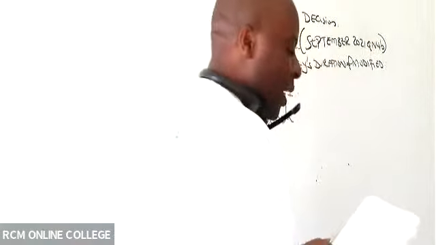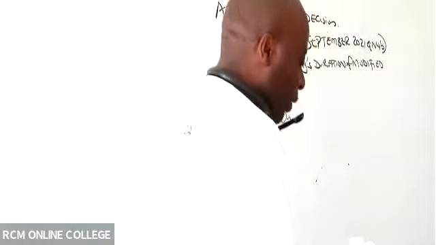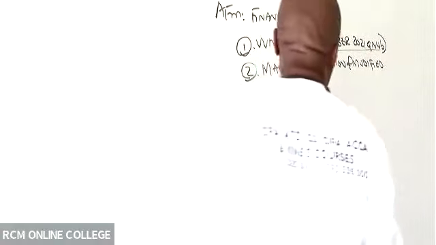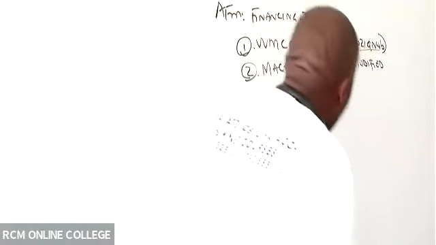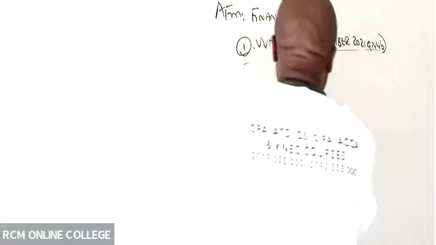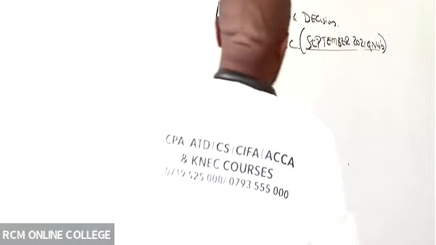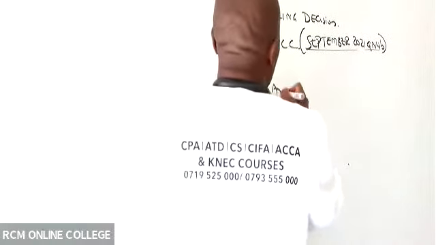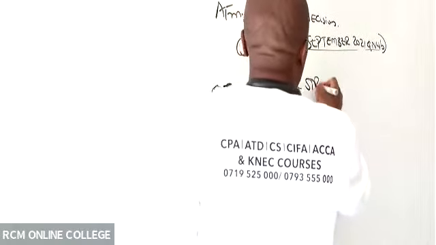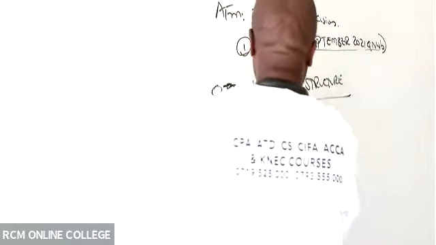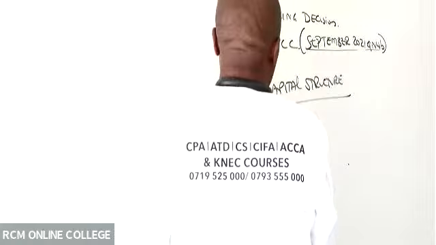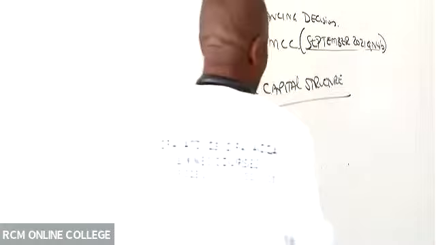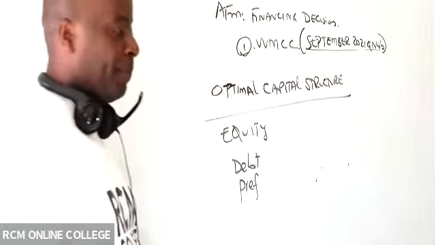So we start with our optimal capital structure. The question is September 2021, question number 4B. So we start with the optimal capital structure. This is how it shall look. We have equity, we have debt, and we have preference.